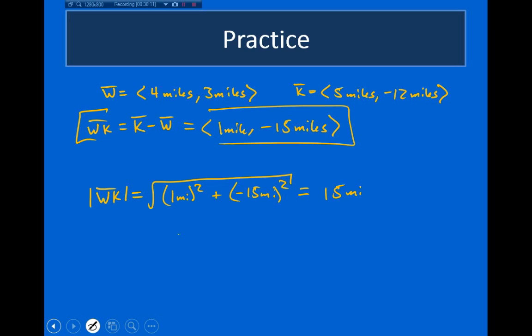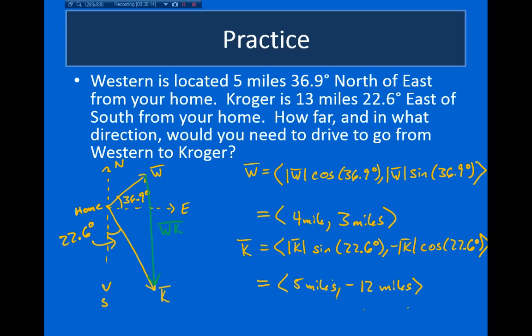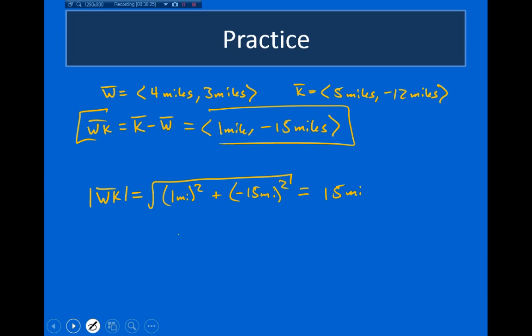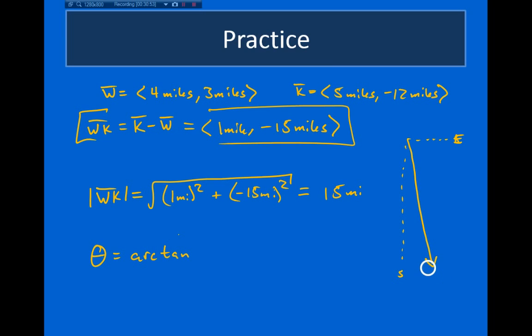So now we need to find the direction of this. Let's go back and look at this. We can see that this vector is pointing mostly down. Again, the way we find the direction is we're going to use an arctan, so theta is going to be equal to the arctan. Let me draw a picture of what this WK vector looks like. This is going 1 mile east and 15 miles south. So this is east and this is south. Our vector is going something like this, almost completely south.